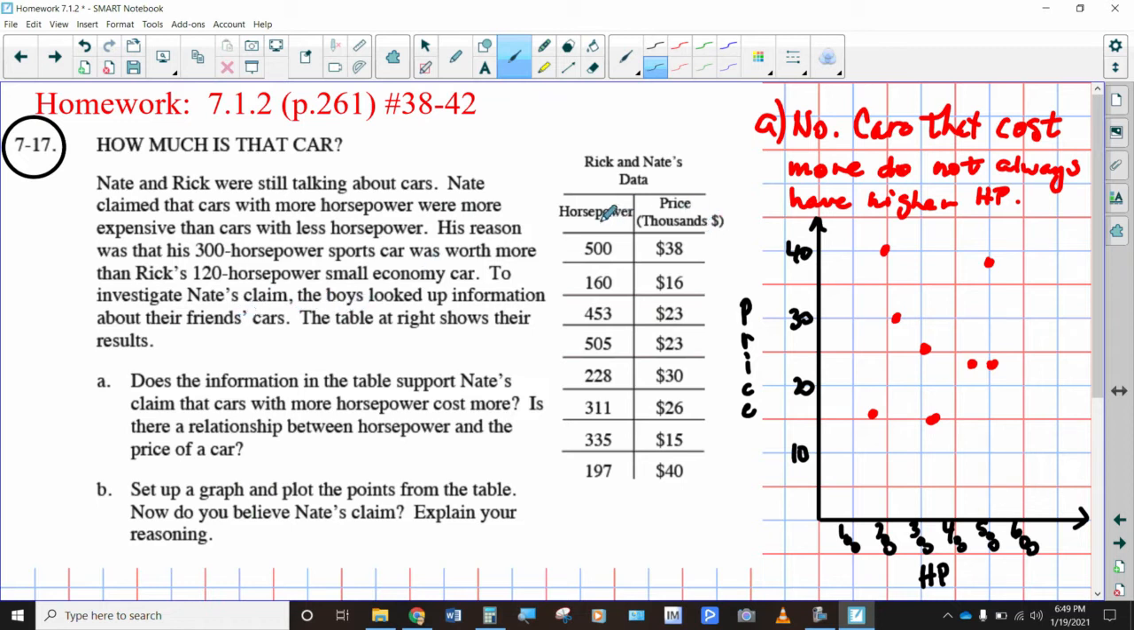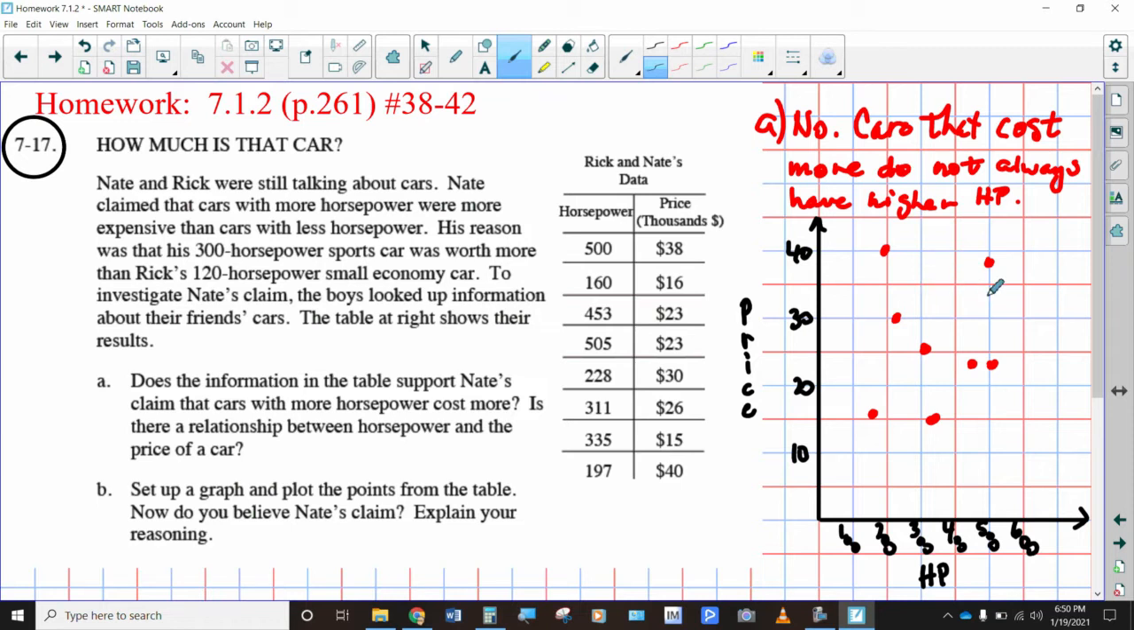Okay, so these are the horsepowers of different cars, and these are the prices of those cars. So we're saying that horsepower affects the price. So this is our independent variable, and the price depends on the horsepower, so this is the dependent variable. So does the information in the table support Nate's claim? And it says no. Cars that cost more do not always have the higher horsepower. Okay, so where's an example of that?